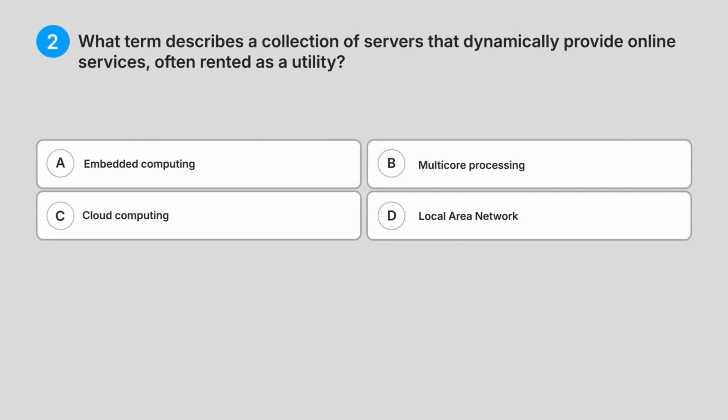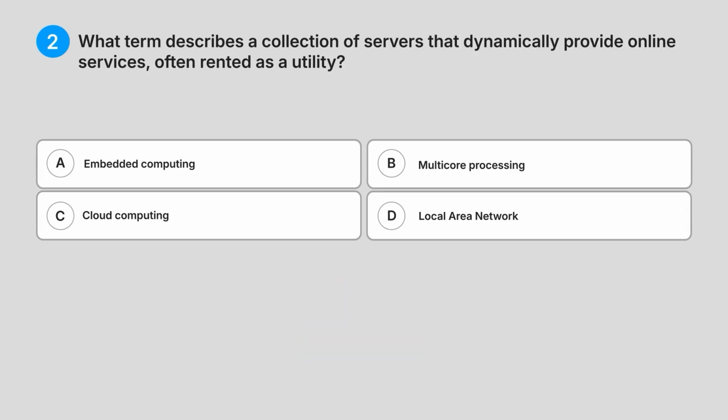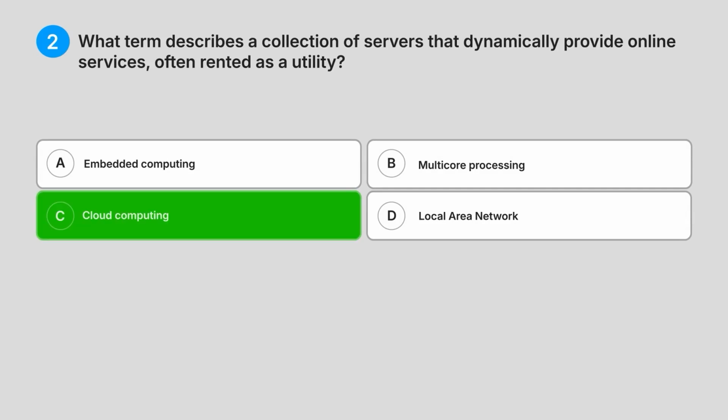2. What term describes a collection of servers that dynamically provide online services, often rented as a utility? A. Embedded computing. B. Multi-core processing. C. Cloud computing. D. Local area network. Can you guess the answer? Correct answer, C. Cloud computing.